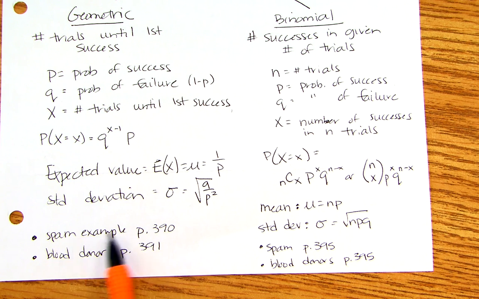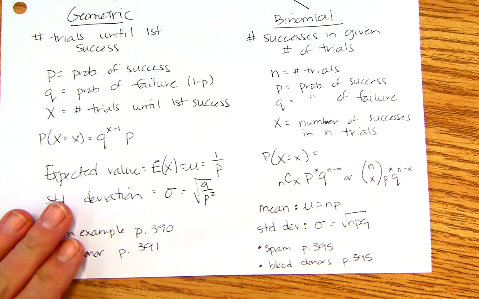There's a spam example, spam being junk mail, on page 390, and there's a blood donor example of the geometric model on page 391. If you weren't in class, I suggest you go through those.